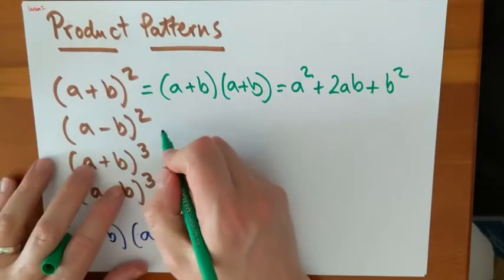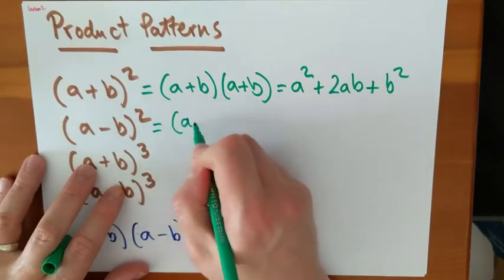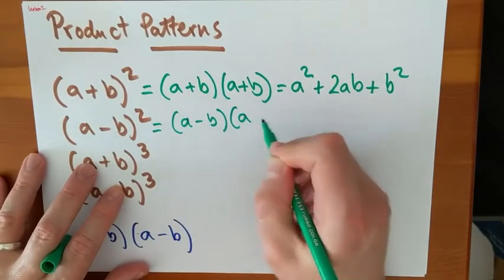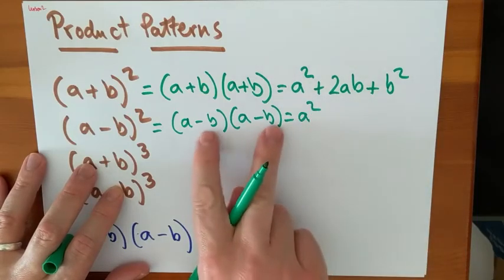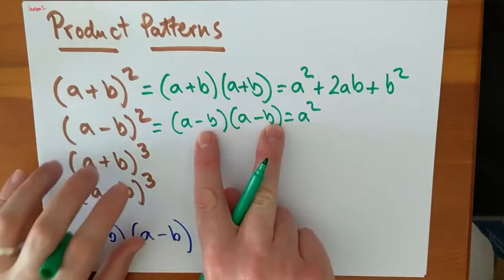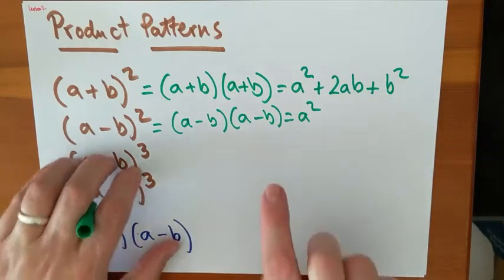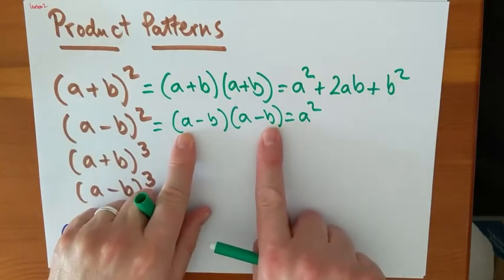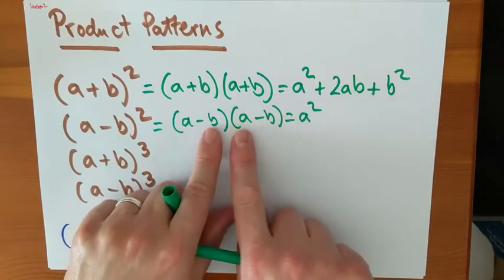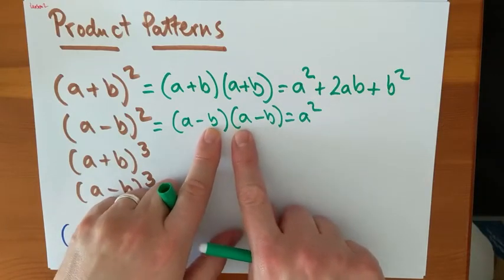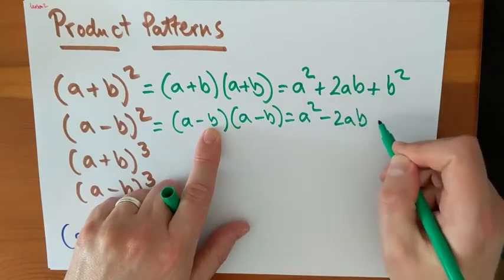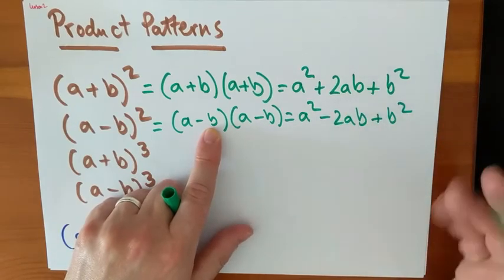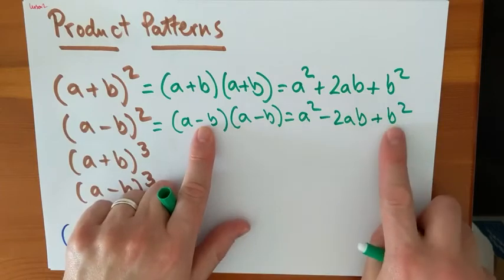A similar thing happens with (a - b) squared. You're going to get an a squared at the front, definitely. At the back you get minus b times minus b, which gives you plus b squared, so it follows the same pattern as this. In the middle you get a times minus b, which is minus ab, and you also get minus b times a, which is the same, minus ab. So you always get minus 2ab in the middle. But you do get plus b squared because you have the two negatives making a positive at the end there.